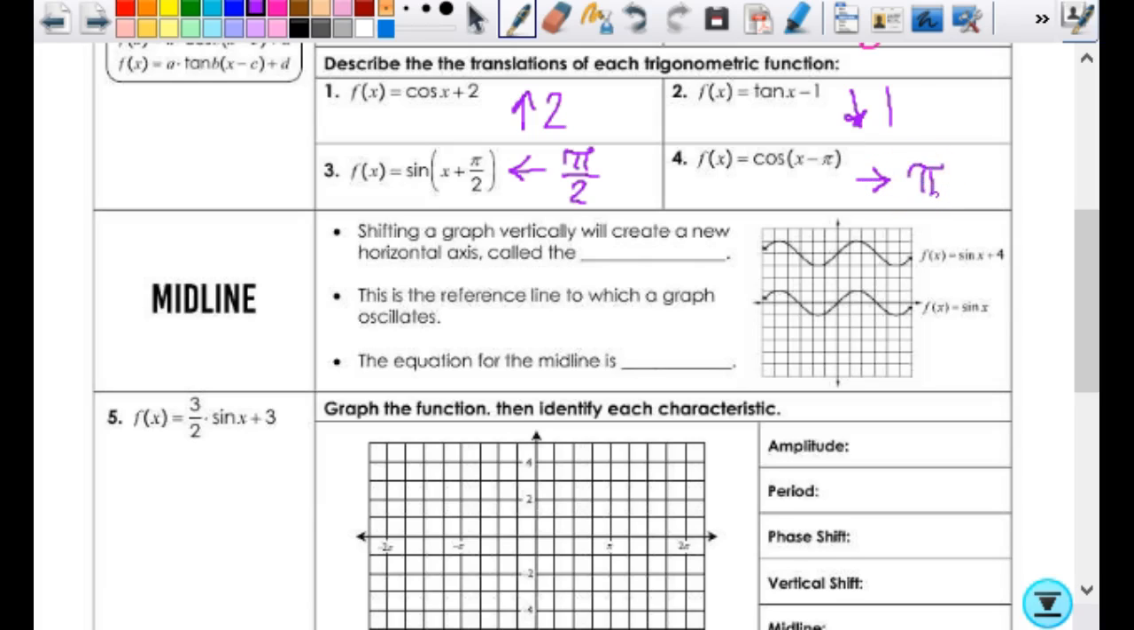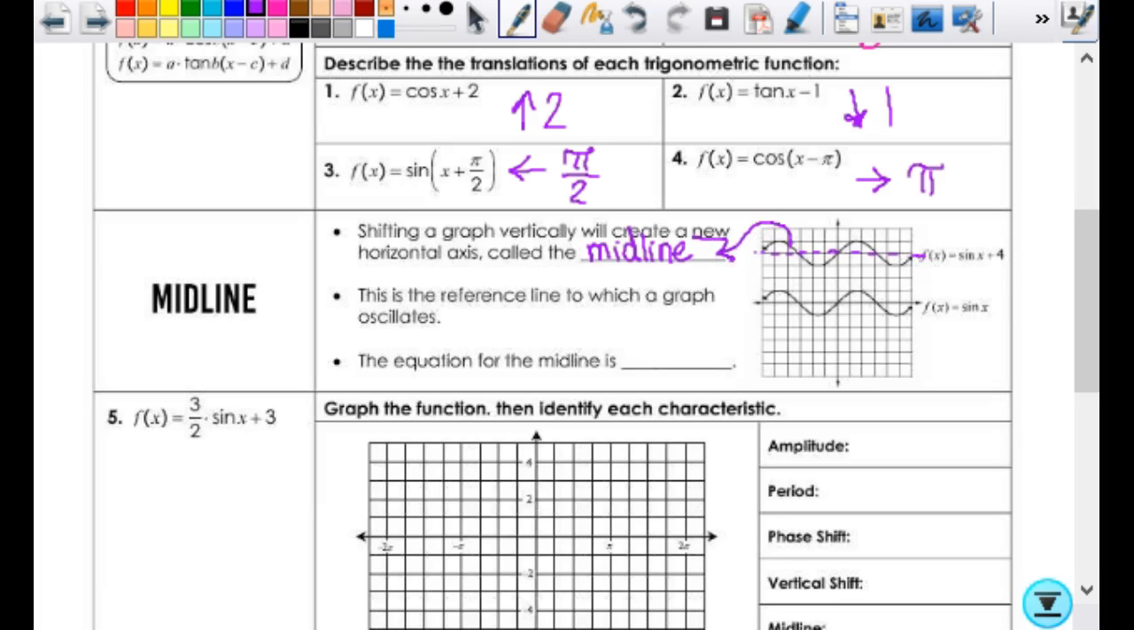So your left and right have to have some sort of pi on them because those are your angles, and that's how your axis is, if you remember. So when you shift the graph vertically to create a new horizontal axis, when we were graphing these, we were counting a lot from the axis. But when you shift it, you lose the axis, right? So it creates a new one called the midline, because it's in the middle and it's a line. Okay? So this is your x-axis, and this is f of x equals the sine of x. This is sine of x plus 4, so it got shifted up 4, right? So this is your midline now.